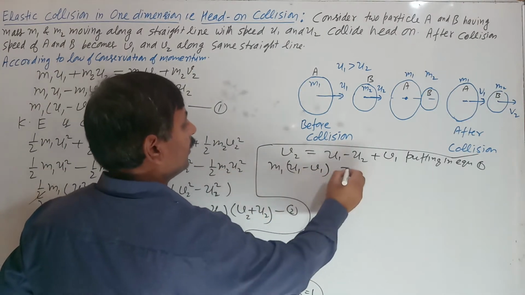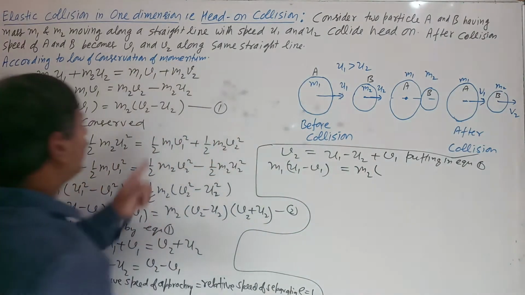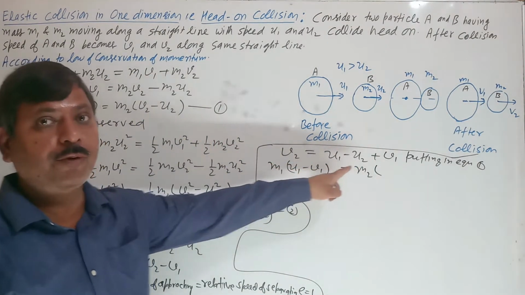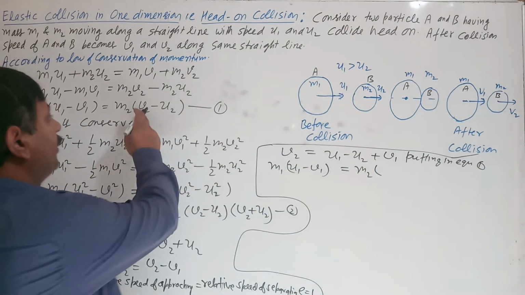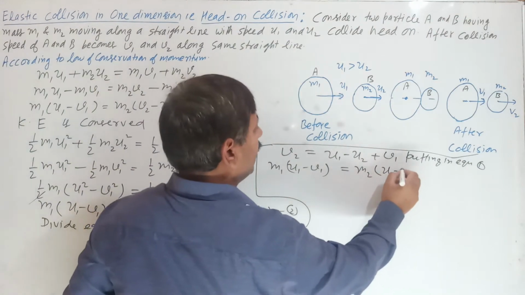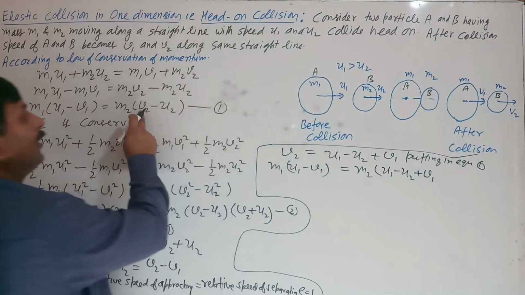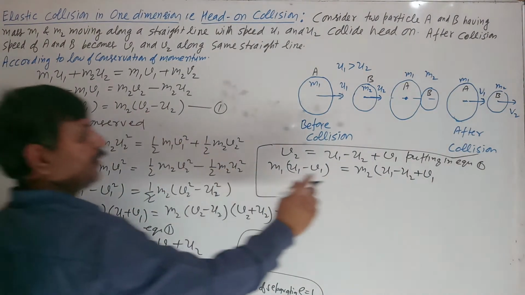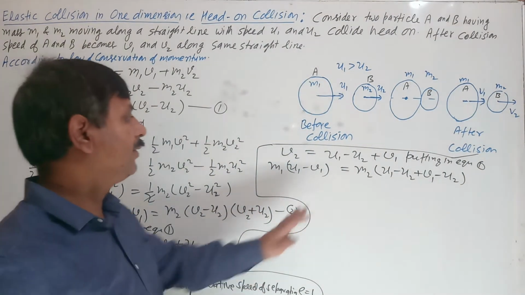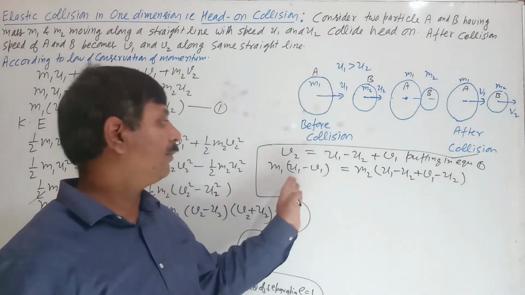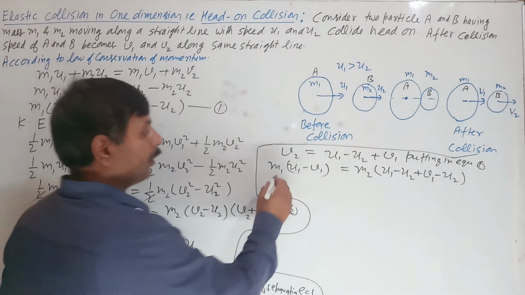minus m1 v1 is equal to m2, in place of v2 what you have to write, u1 minus u2 plus v1. Here you will write u1 minus u2 plus v1, and minus u2 is here, minus u2 I also have to write. Solve this and find v1 in terms of m1 u1 and m2 u2. We are going to solve.